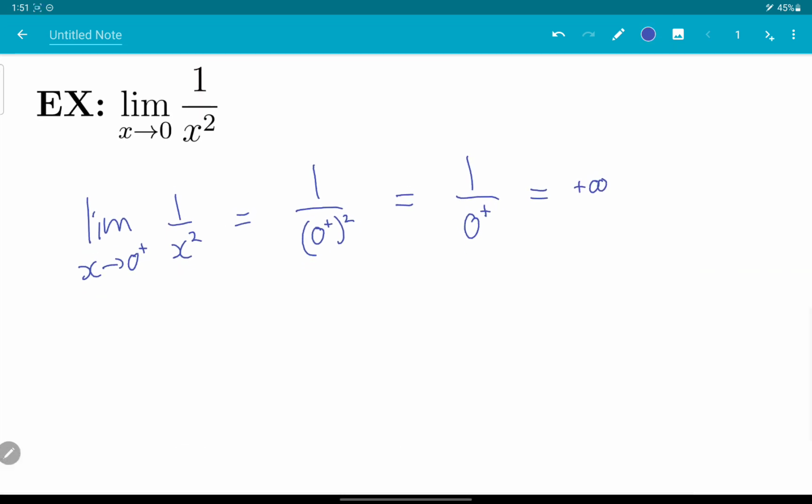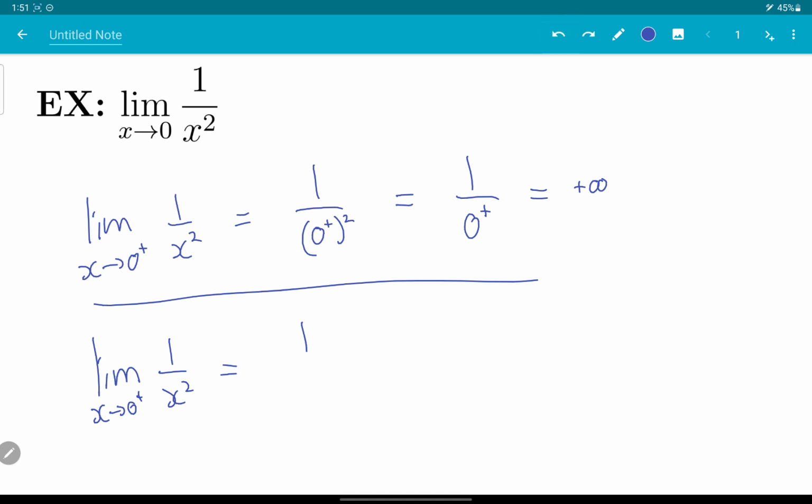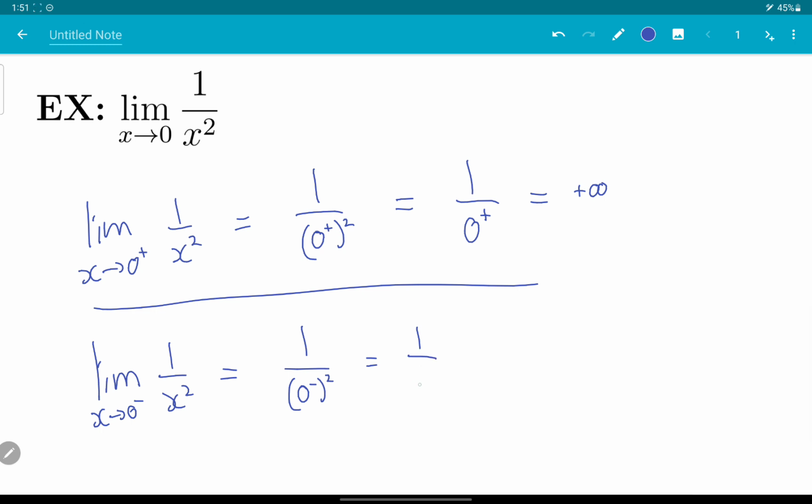Now if I do the other limit, the left-hand limit, I get the same thing. Oops, I made a mistake here, not 0 plus here. I want 0 minus. So if I just plug it in there, I get 0 minus squared. Now 0 minus is a very small negative number, and I square it, what I get is a very small positive number. Think about negative 0.1 squared. I'm going to get plus 0.01. So once again I get plus infinity for my limit here.